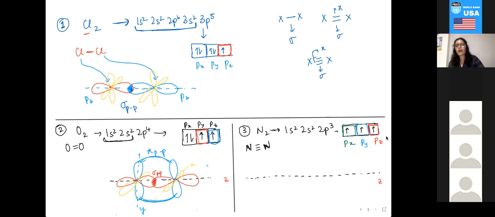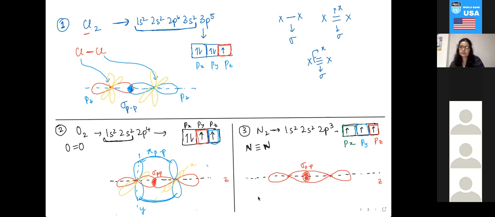So nitrogen wants octet configuration. It has 5 electrons. It's 3 short. So all 3 of them will participate in bonding to get 8 electrons. So again, as usual, first overlap. What is this kind of overlap called? Sigma overlap. Yes. So this is a sigma pp overlap, where p orbitals of both the atoms are overlapping in a sigma way.